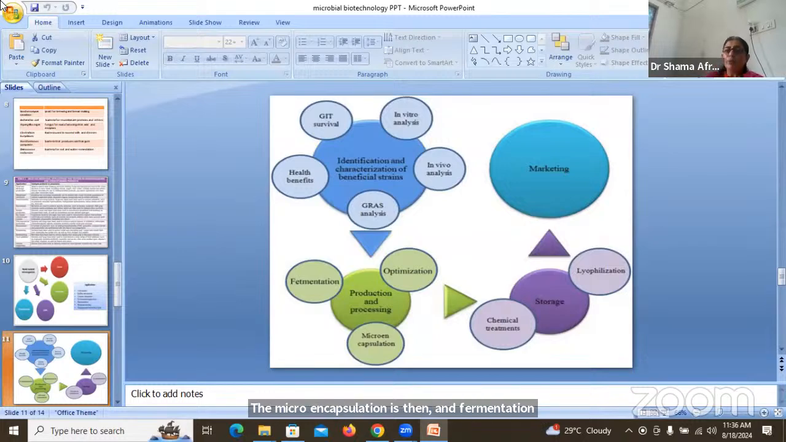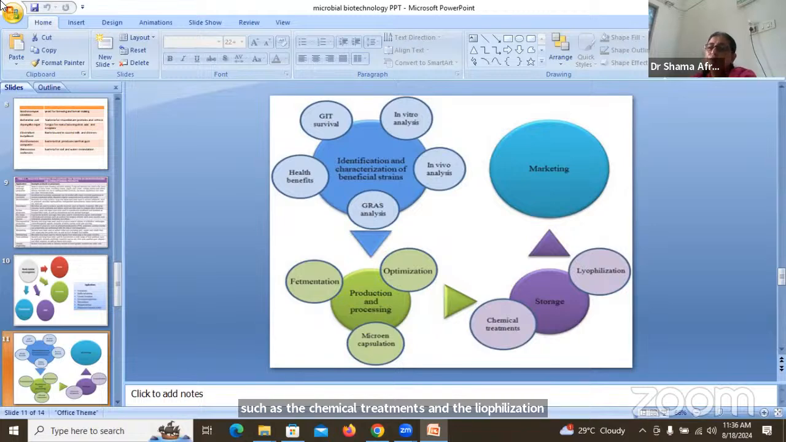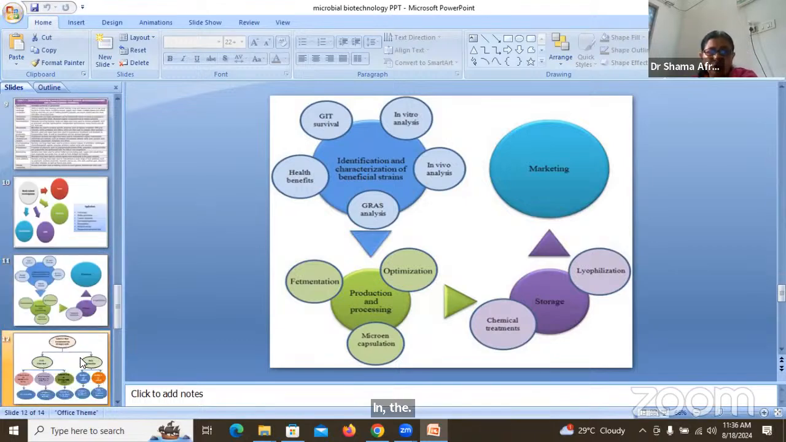After we have produced and processed the product, we have to store it. For storage, we follow various treatments such as chemical treatments and the lyophilization technique. Finally, the team comes for marketing, and the microorganisms which have been biotechnologically modified and have produced the product are marketed for the use of human beings.